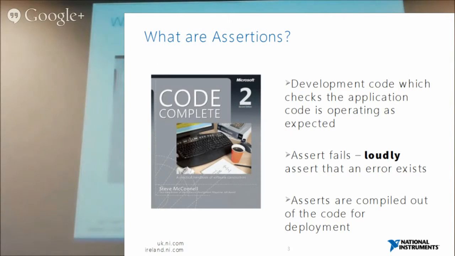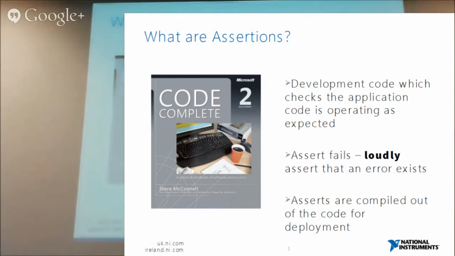I first found out about assertions when I read some of this book. Has anyone else read this book? Couple, yeah. So Code Complete, it's a very thick book. It's like 900 pages or something, and I've got about 300 pages into it.